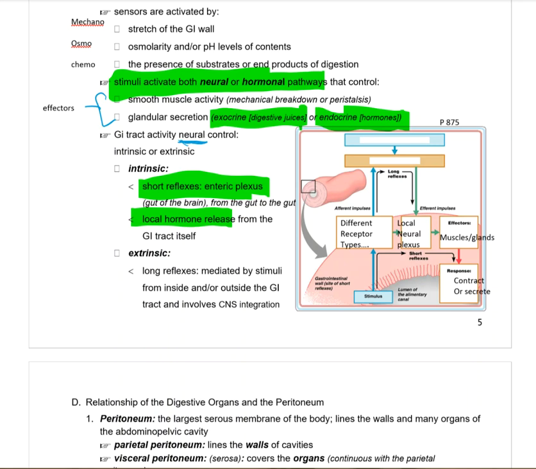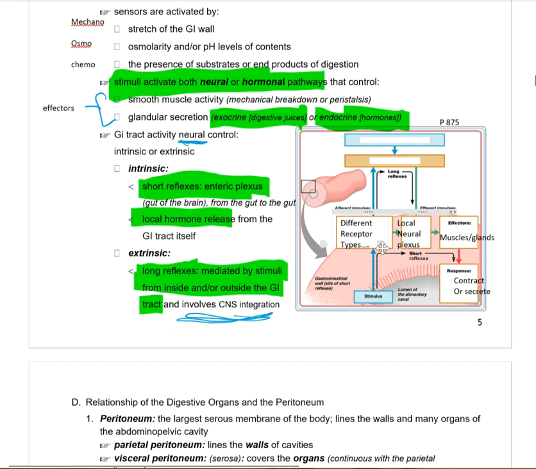Now, we can have extrinsic pathways as well, and these are long reflexes. And these can be mediated by stimuli inside and or outside the GI tract. And it involves the CNS. So this one does involve the CNS. And you can see these long reflexes here. So let's say a receptor, a mechanoreceptor, picks up that you put something in your small intestine. You move some food to your small intestine.